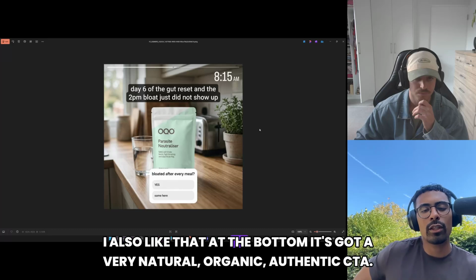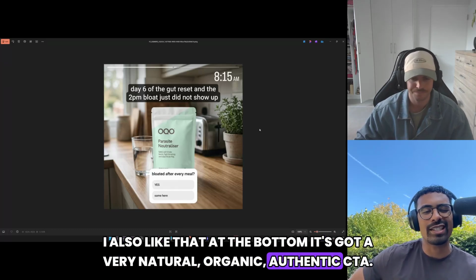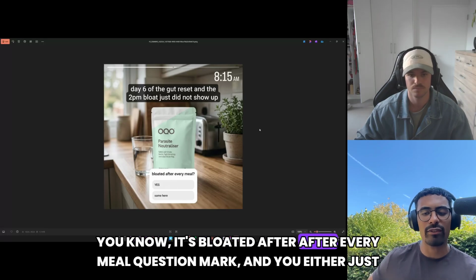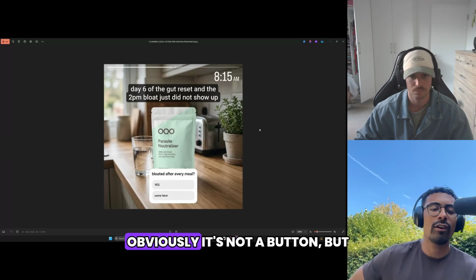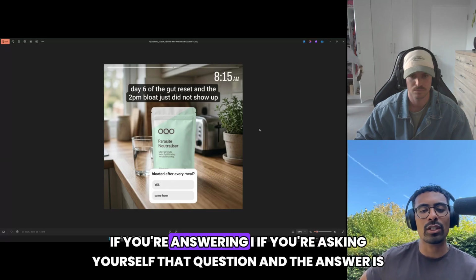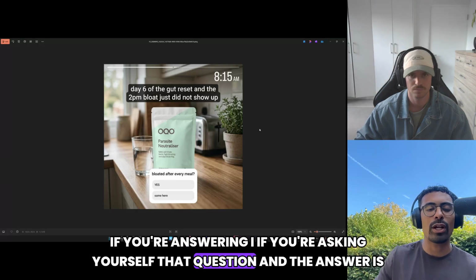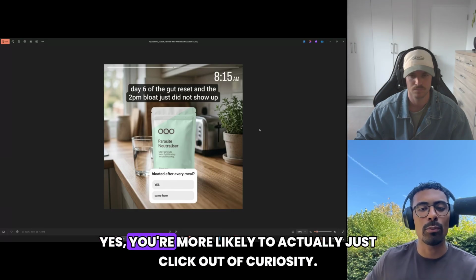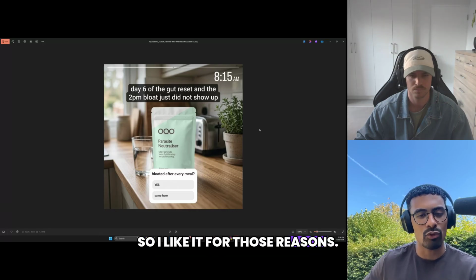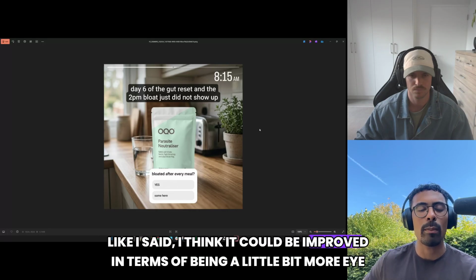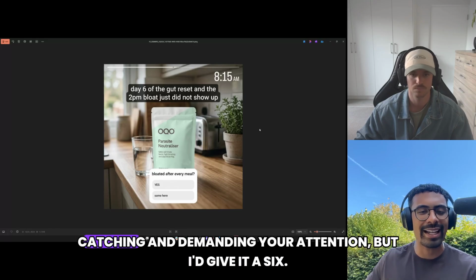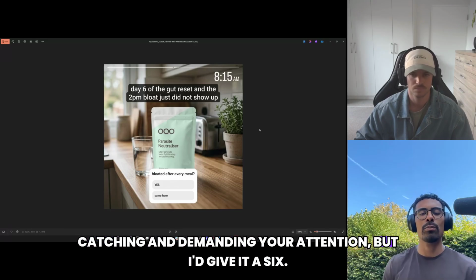I also like that at the bottom, it's got a very natural, organic, authentic CTA. It's bloated after every meal, and you either just click yes or same here. Obviously, it's not a button, but if you're asking yourself that question and the answer is yes, you're more likely to actually just click out of curiosity. So I like it for those reasons. Like I said, I think it could be improved in terms of being a little bit more eye-catching and demanding your attention, but I'd give it a 6.